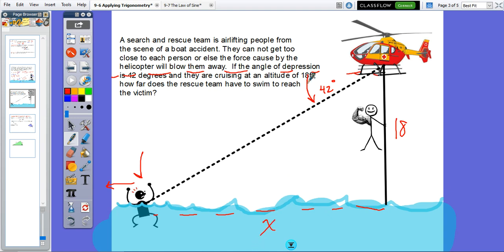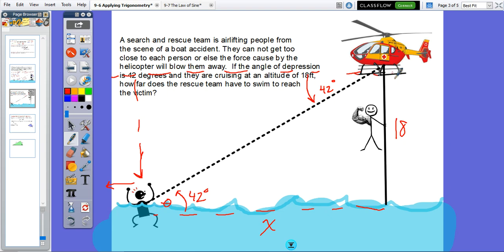Just like we said earlier, angles of depression have a congruent partner. It's the angle of elevation. They're congruent to each other. Angle of elevation and angle of depression are alternate interior angles. So if there's a 42 out here, there's also a 42 down here. So we can use this as our theta. They fit inside of our triangle. You could also create a triangle out here, but that's just preference.